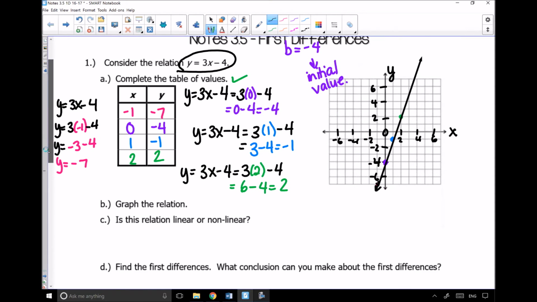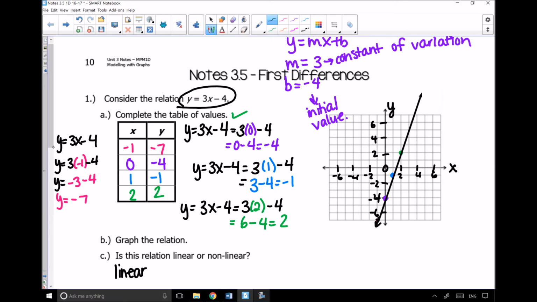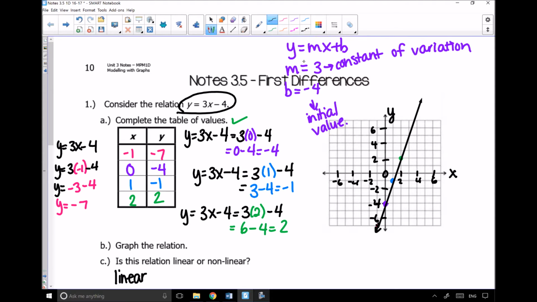So the question now says, is the relation linear or nonlinear? The relation is definitely linear, and it still follows this y equals mx plus b format. We know that the m is 3, so we know that it's going up by 3 every time. Let's verify to make sure that it really has a slope of 3.